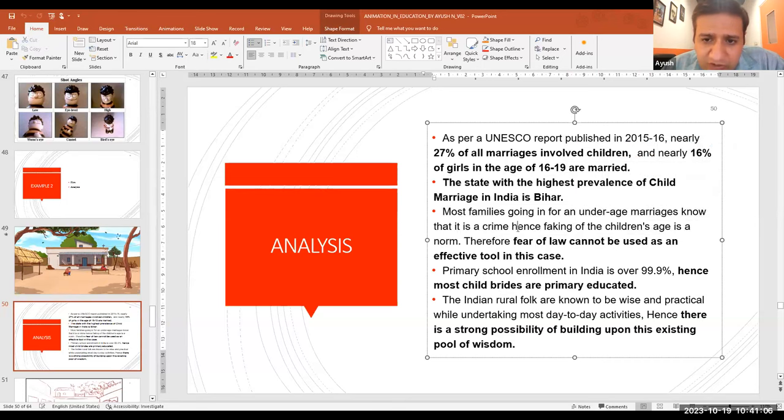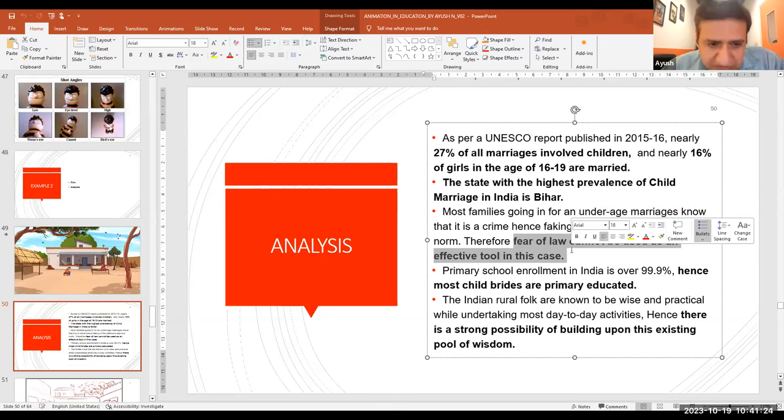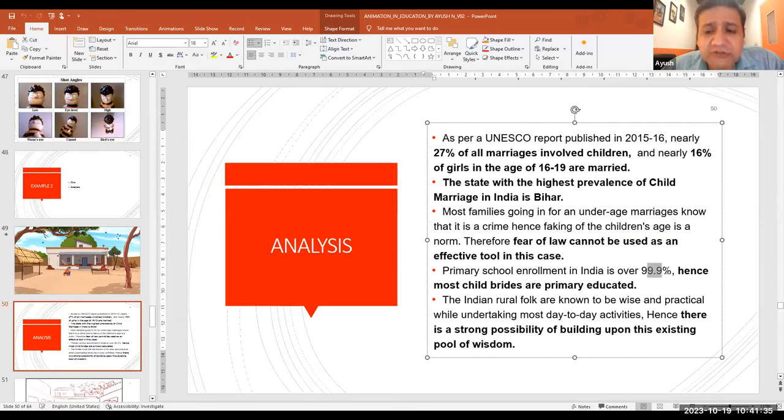How do we know this? Because a lot of them are faking their child's age. On papers they are writing it is more. So this tells us that fear of law cannot be used as an effective tool. We have to use some other way. So we thought, why not use the girl to talk about it? Primary school enrollment is 99%, so we can have the girl as already educated, speaking to her father.